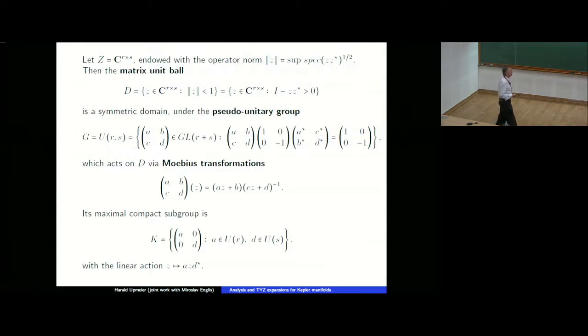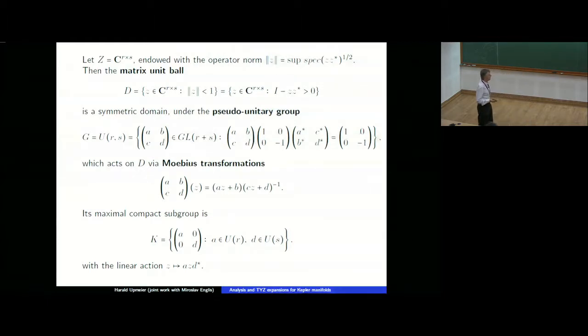Well, nobody wants to compute the spectrum all the time, so we can make it a little simpler, namely all matrices such that the identity minus ZZ star, that will be a square matrix, is positive definite. It's the same condition, just you avoid talking about eigenvalues and so on. So that turns out to be a convex domain, of course. It is symmetric. Transitivity has to be proven, of course. It's not clear that it is homogeneous under holomorphic transformations.